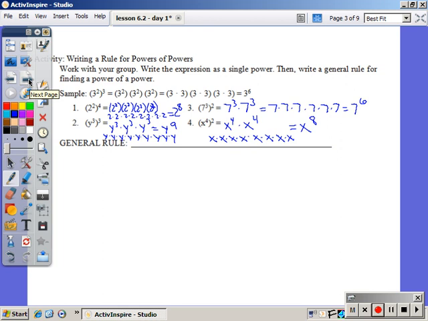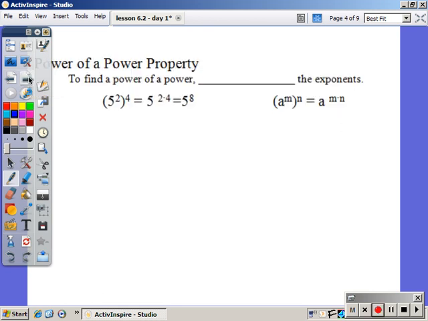Again, you are going to keep that base the same and multiply the exponents. So again, notice the base stays the same. I do multiply those exponents together. So that is exactly what we found through that activity.